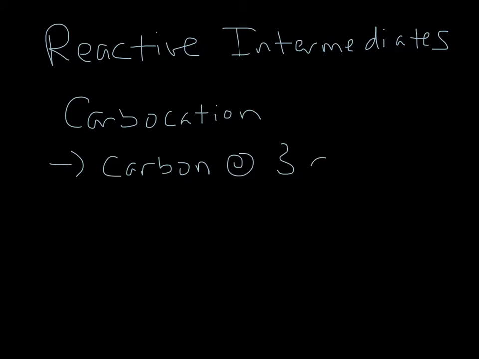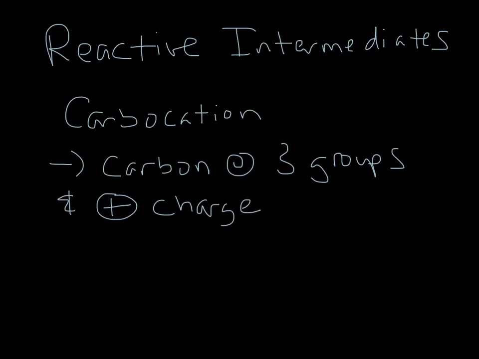And I'm going to say a carbon with 3 groups and a positive charge. So carbon has a valence of 4. If it's deficient one of those groups, it'll have a positive charge, and that is a carbocation. Sort of the simplest carbocation would be the methyl carbocation. So it has 3 H's and is deficient that one group, and so it's got a positive charge.